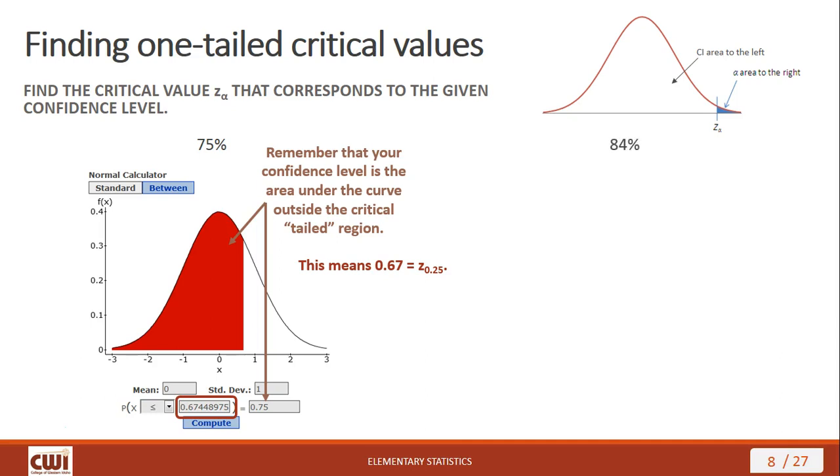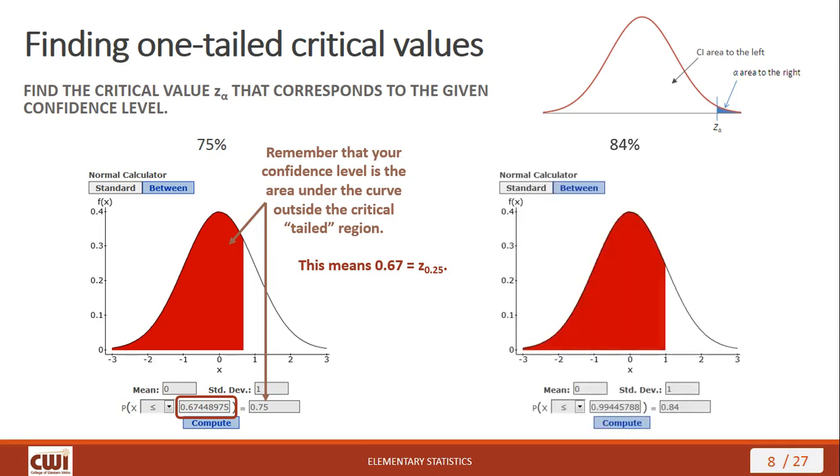Let's look at another example. Let's say we have a confidence level of 84%. So we're going to put those values into our normal calculator in StatCrunch. 84% is our area. We want the area to the left because that corresponds with the confidence level. And then that gives us our z-score of 0.99. This then is our critical value. So 0.99 is equal to z sub 0.16, 0.16 being the complement of 84%.